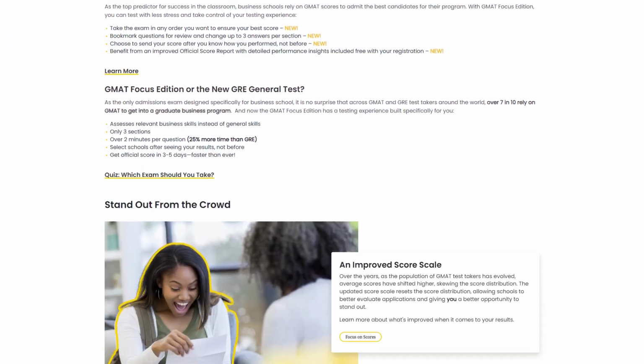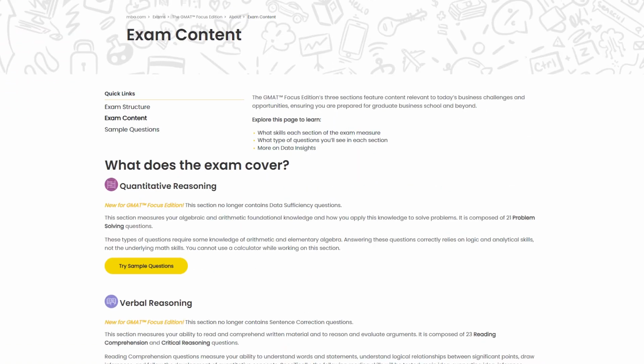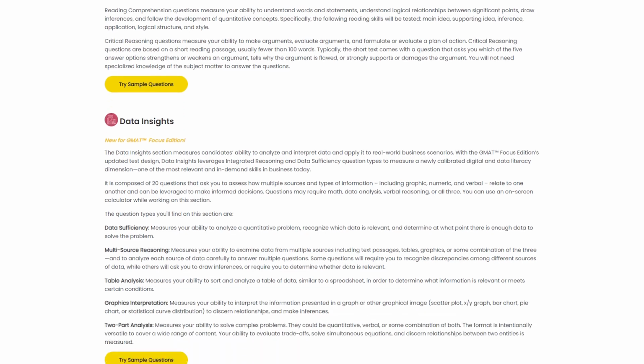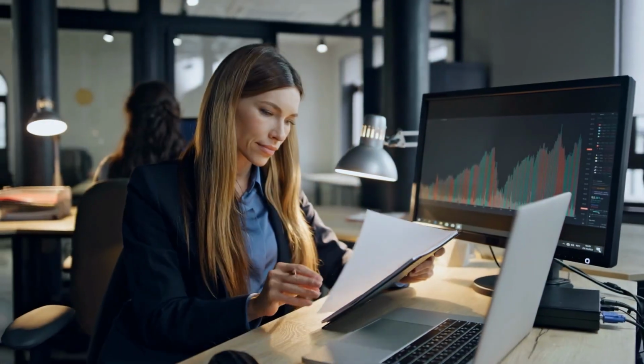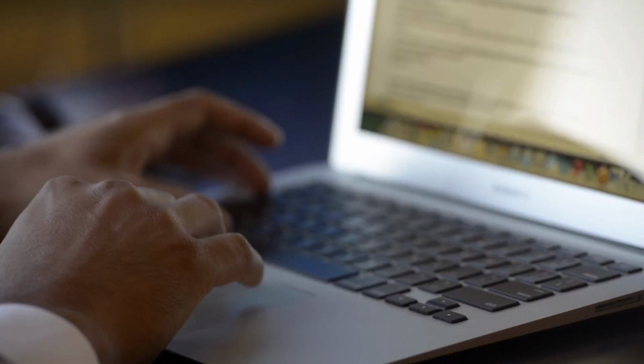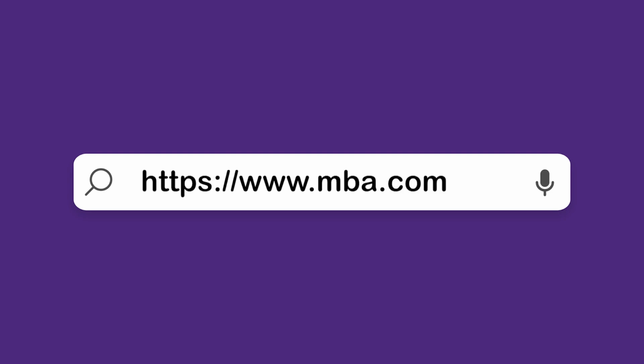If you haven't heard already, the GMAT Focus Edition has a new section called Data Insights, replacing the former Integrated Reasoning section. It tests your ability to analyze data and make decisions based on it. If you visit the link in the description, you'll find that MBA.com provides an in-depth look into this new section.